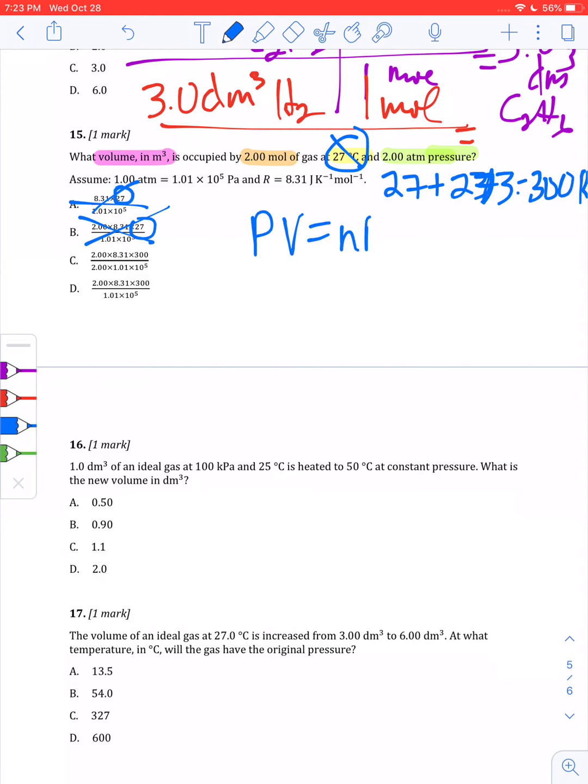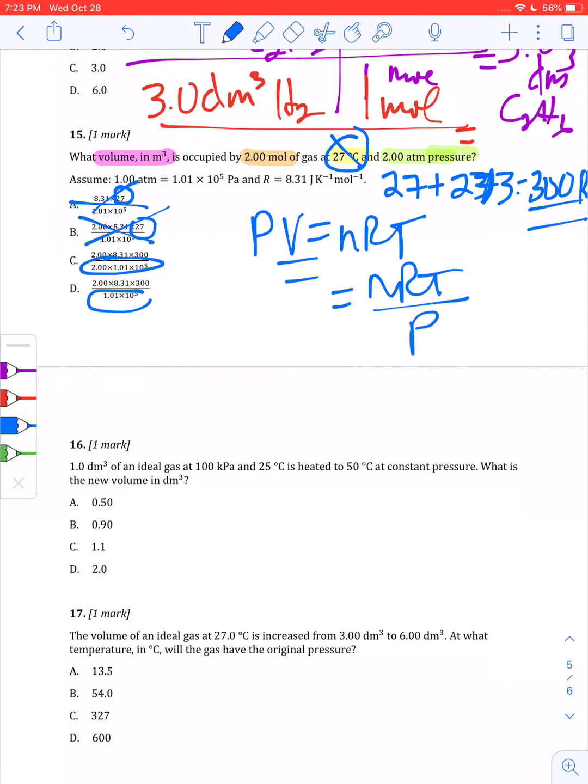And then that gets me down to C and D. And so if I think about my equation, PV equals nRT, and we're solving for volume on this one, so it's going to be nRT over the pressure. And so I know they both have 2 for the number of moles. They both have 8.31 for the R. They both have 300 for the correct temperature. What's different is what's here on the bottom, okay? In C it has 2 times 1.01 times 10 to the 5th. And in D on the bottom it just has 1.01 times 10 to the 5th. So the correct answer is going to be C.